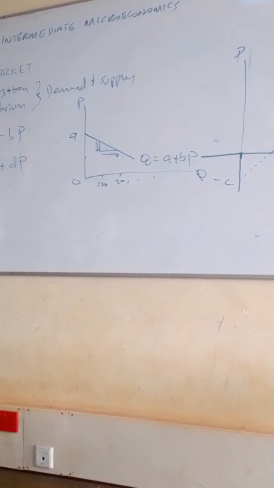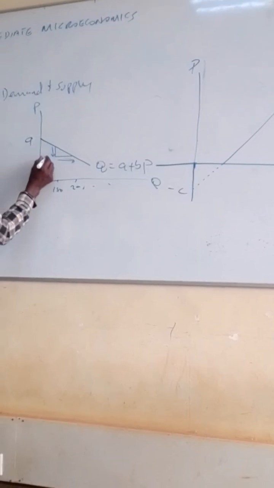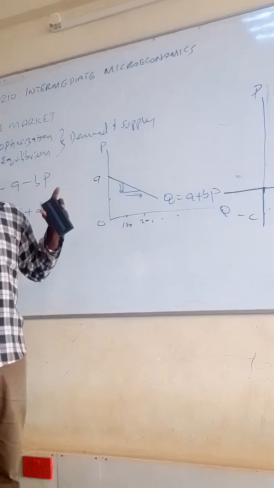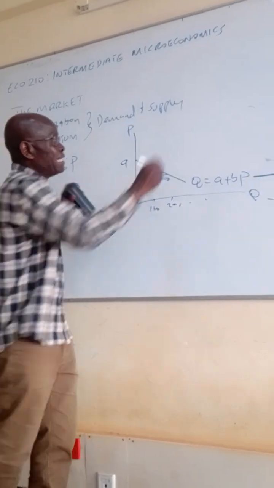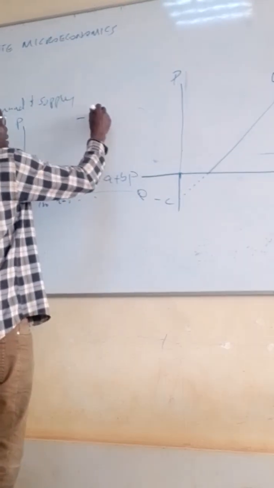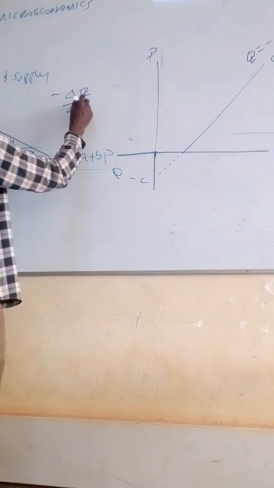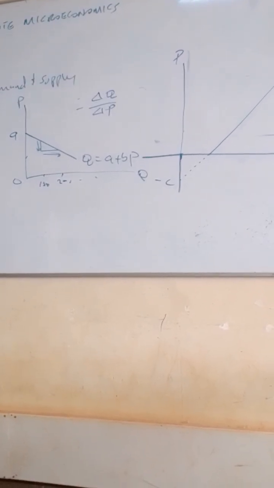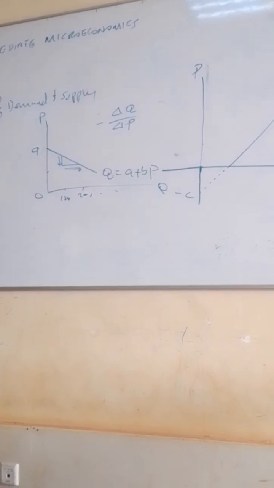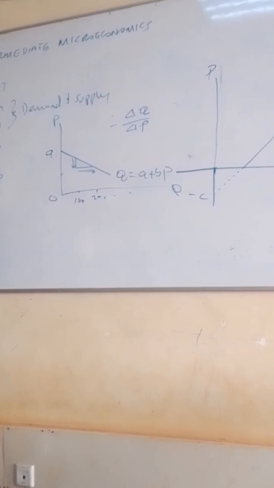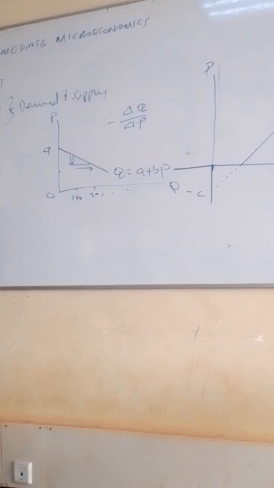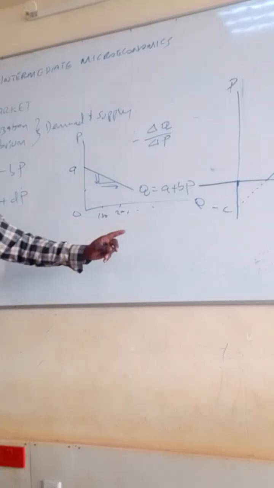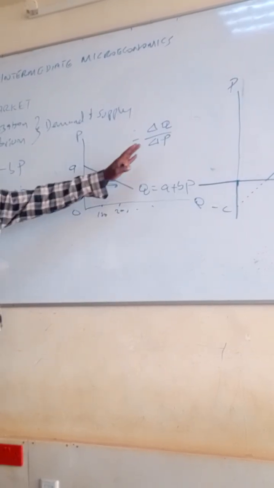Why is it negative? It is negative because when this one is falling, this one is rising. When price is falling, quantity is rising. In other words, the change in quantity over change in price is negative. It's negative in relation to demand, because when one variable is falling, the other one is rising. When the price is rising, quantity is falling, and when the price is falling, quantity is rising. So the slope will always be negative because they're going in different directions. Are we clear on that? Yes.